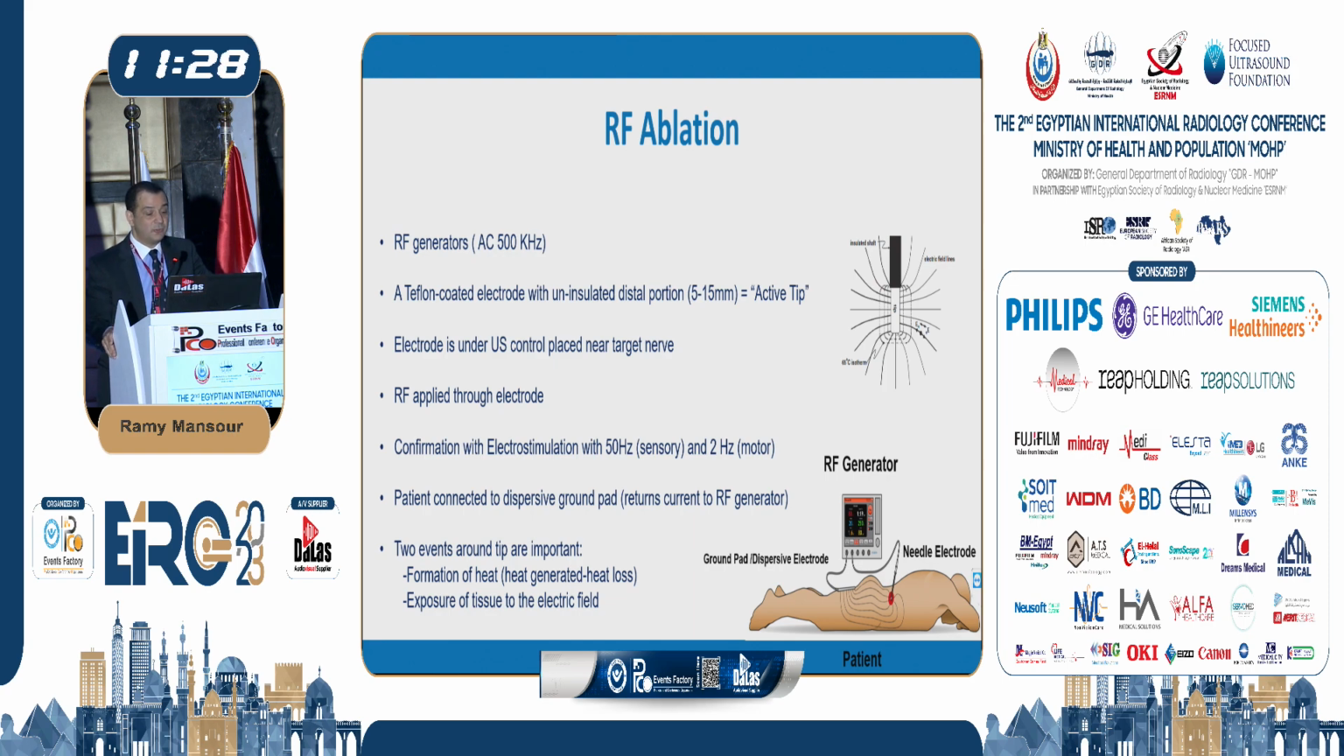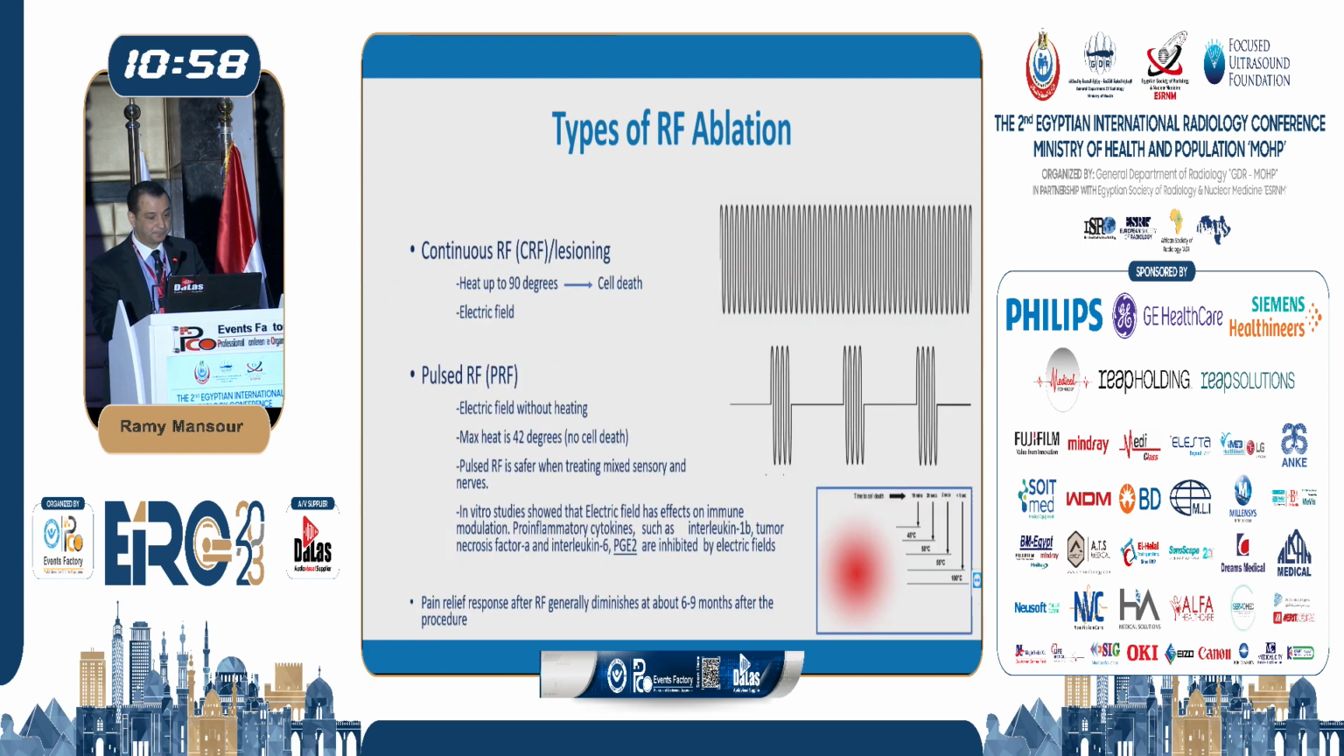Then we start to stimulate the area, especially when we're doing nerve, because we want to confirm the site of the needle by doing what we call electrostimulation to produce the exact pain, so we know that we are at the exact site. Then we start doing the ablation. And as I mentioned, when you do the ablation, there is production of heat and production of electric current. So once the needle is inside, you have two options in the same machine.